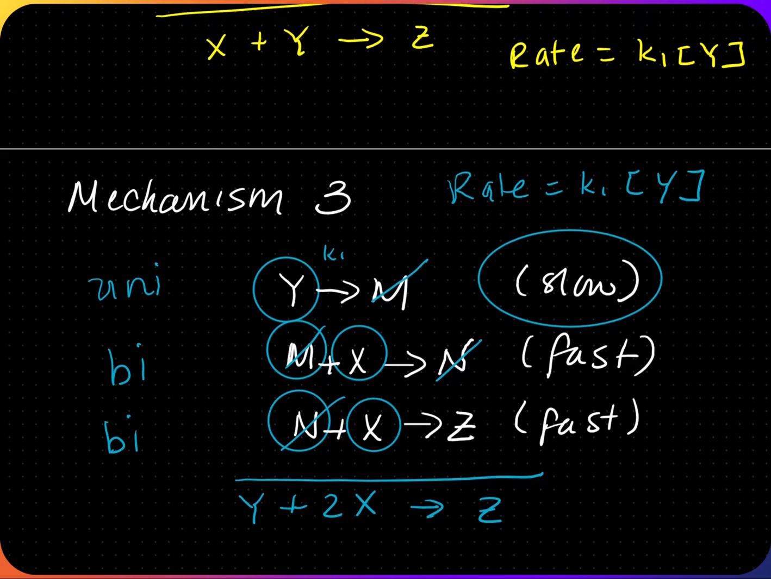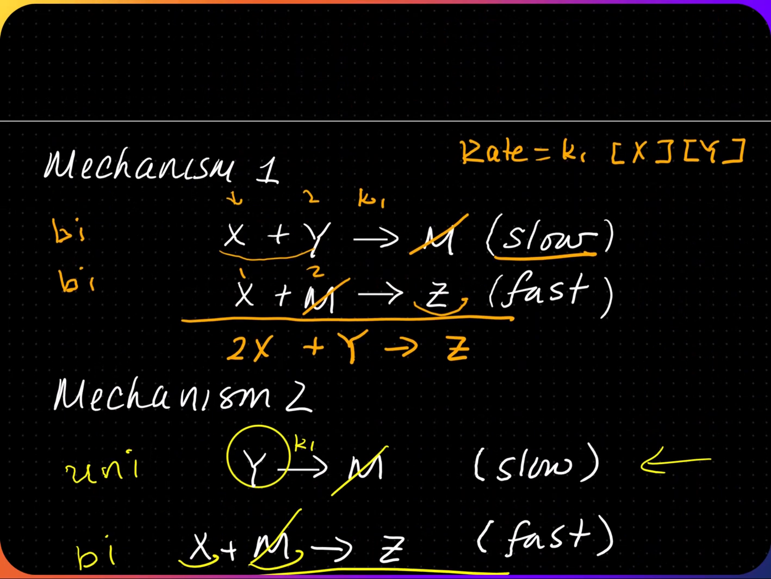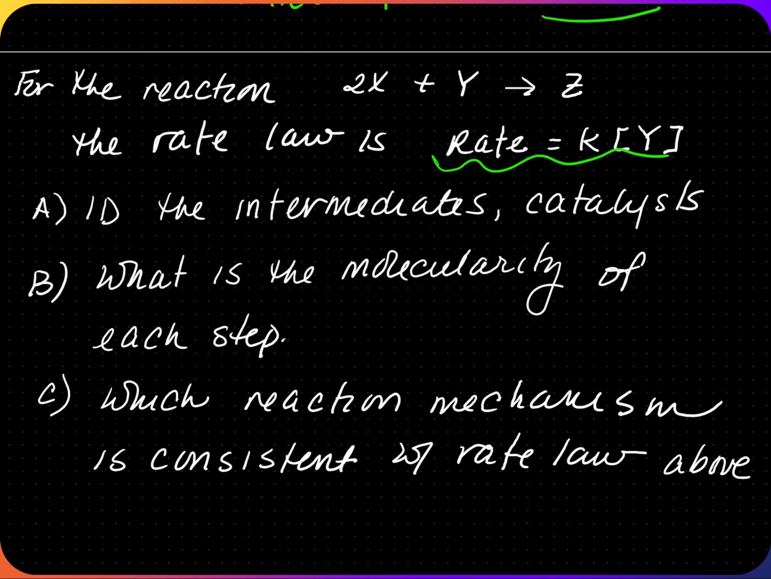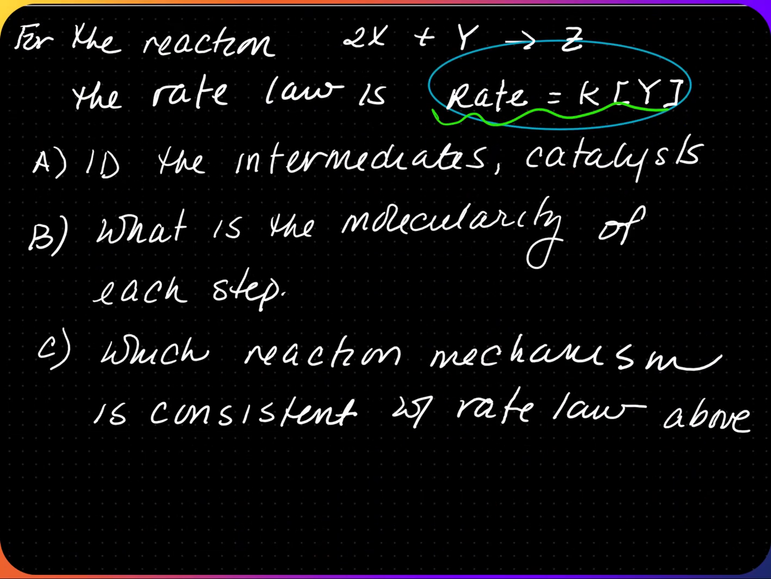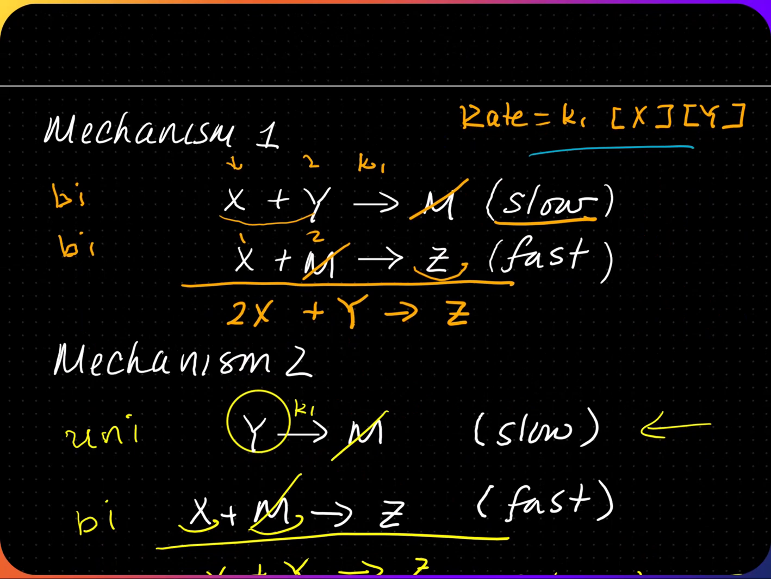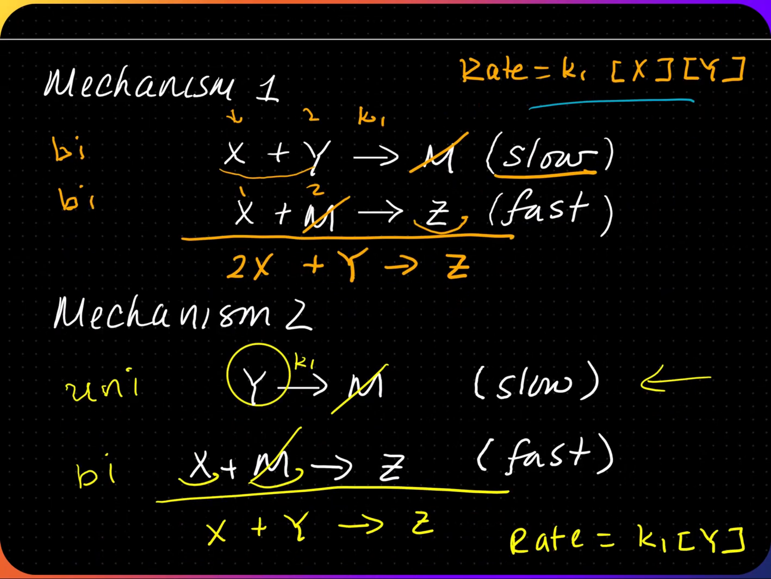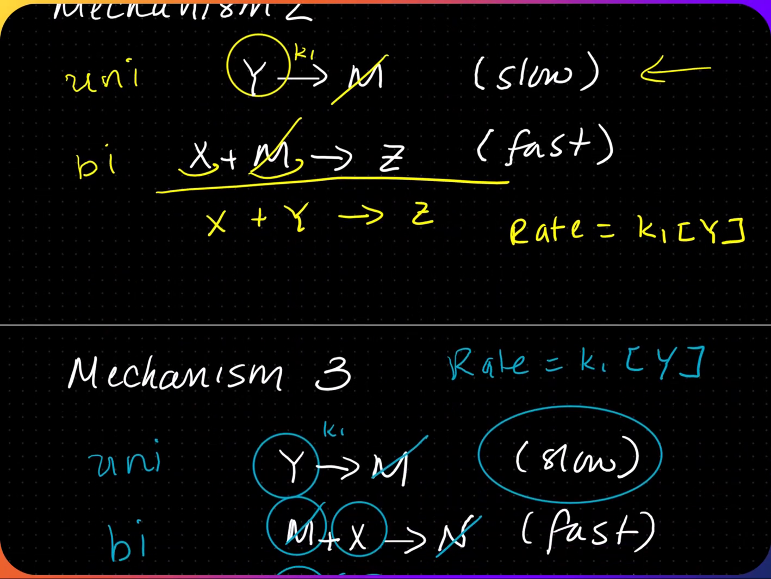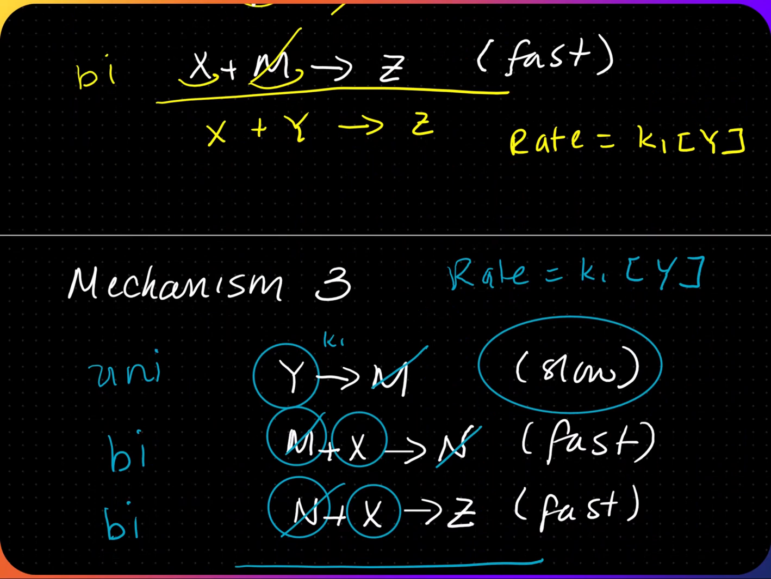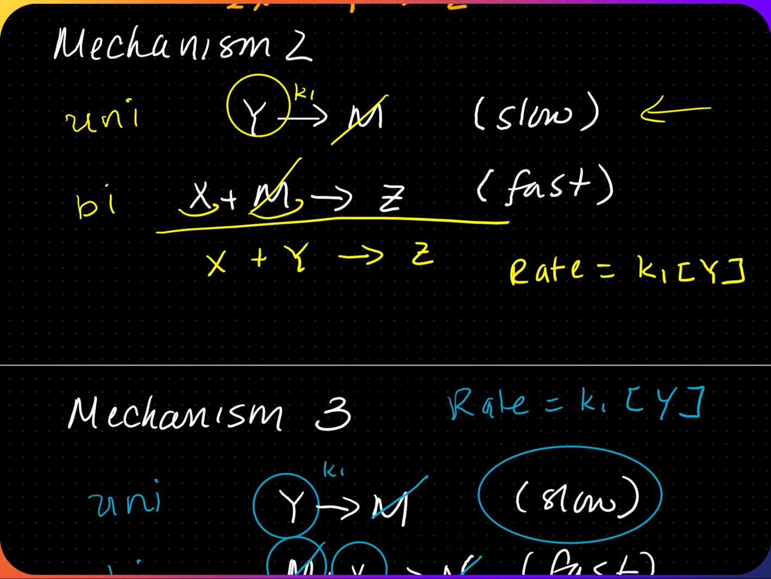So now we have to see which mechanism proves this equation. So the rate law looks like this, K [Y]. So it can't be this one. So this is not possible. Mechanism 2 and mechanism 3 are both possible. The answer is mechanism 2 and 3. And so you could rewrite this as rate equals K [Y]. And this too could be K [Y].